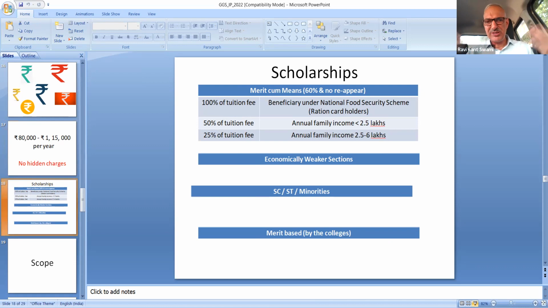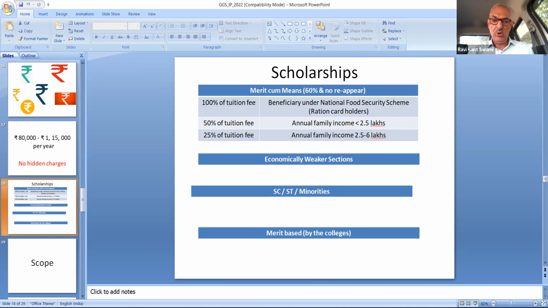Kejriwal ji always boasts about the way he has transformed Delhi's education. I will agree with that. Although I'm not a Kejriwal supporter, I have to agree with that because the scholarships are so good. Everyone can come here and take the scholarships provided by the government of Delhi. You may belong to any place in India, but once you take admission in IPU, you become a student of Delhi government and you become eligible for these scholarships.